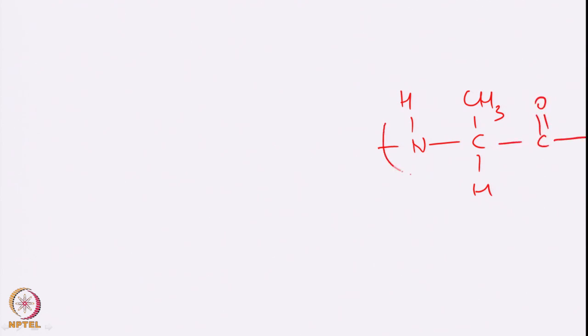Let us look at something simple that I was showing you, the assignment of a few amino acids. We just showed it for alanine. So this is our alanine in a polypeptide chain, and let us write it down for glycine as well. That is what we had written here, glycine.